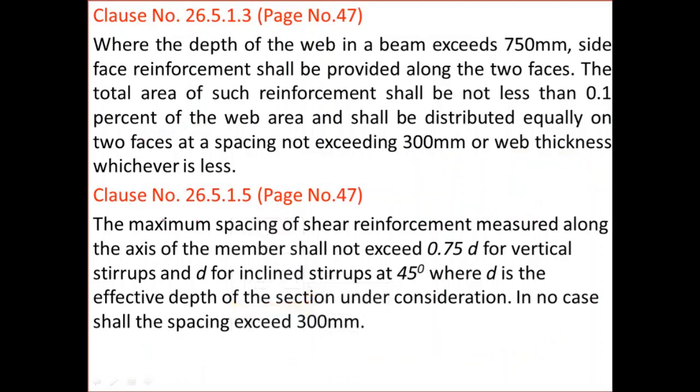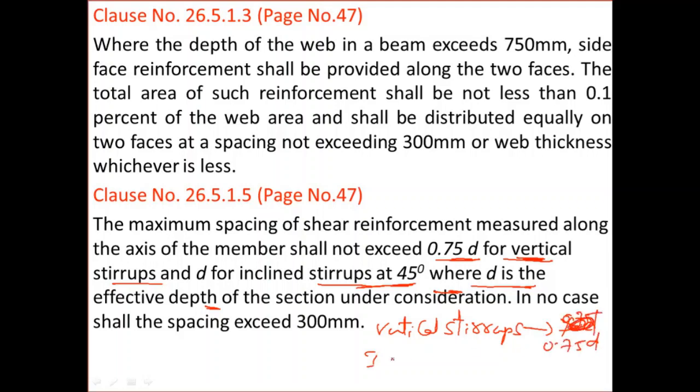Next one is regarding the spacing between the stirrups in the beam. Okay, spacing between the stirrups in the beam. So whatever the stirrups are there, the spacing between the vertical stirrups should not exceed 0.75 d. Whereas if it is inclined stirrups at 45 degrees, the spacing should not exceed the effective depth, that is d. Okay, so remember that for vertical stirrups, spacing should not exceed 0.75 d.